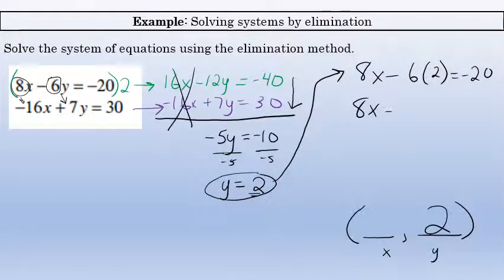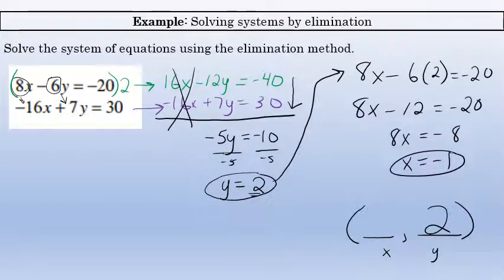Solving this equation is fairly straightforward. 6 times 2 is 12. I'll add 12 to both sides of the equation. Negative 20 plus 12 is negative 8. And then dividing both sides of the equation by positive 8 yields negative 1.